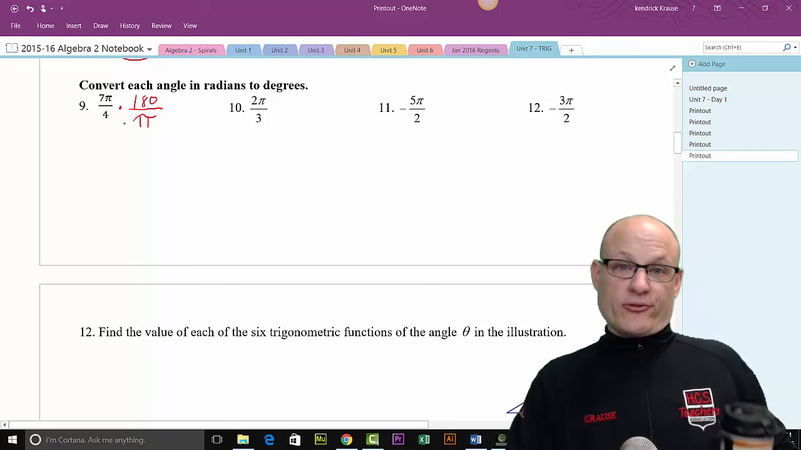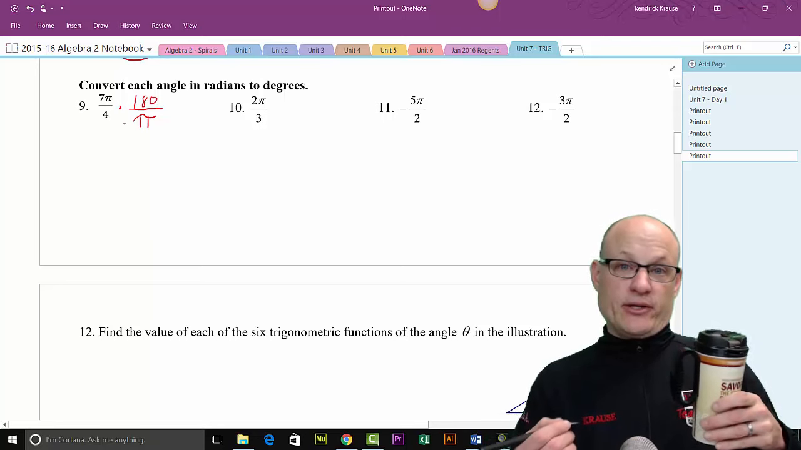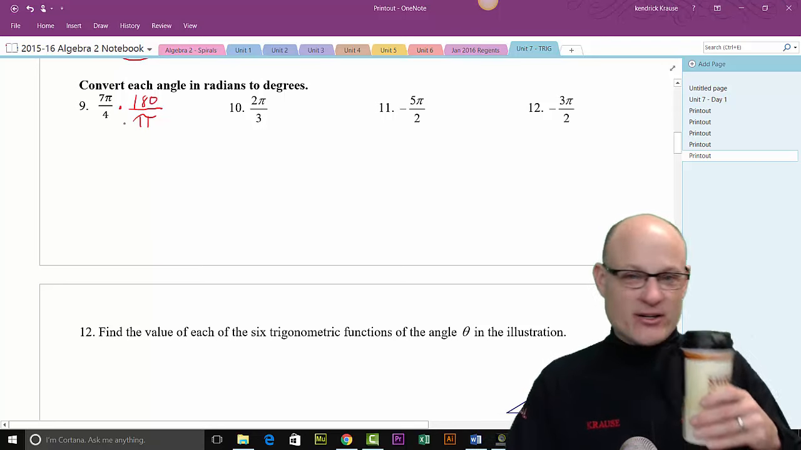When I multiply by conversions, I like to drink Burger's coffee, even though they don't pay me anything. But I still like to drink it. Ooh.